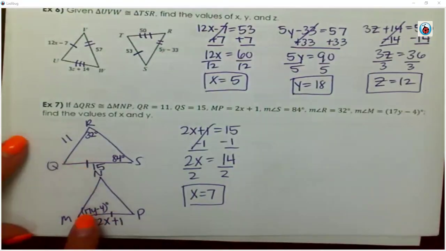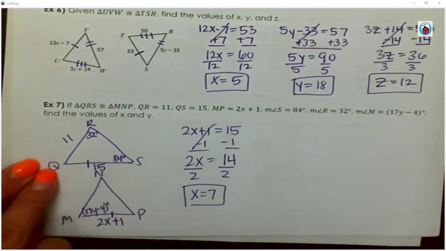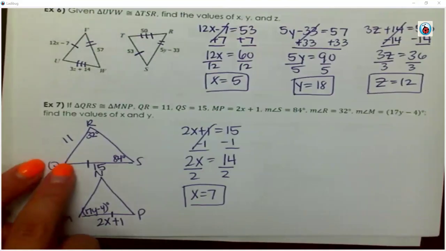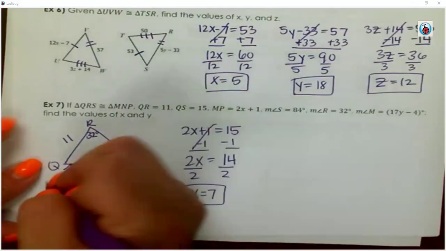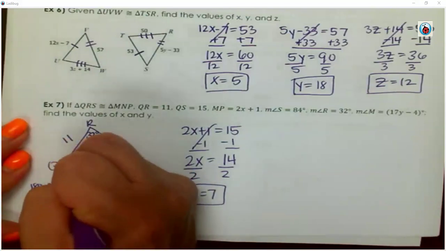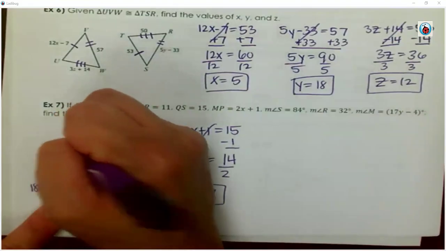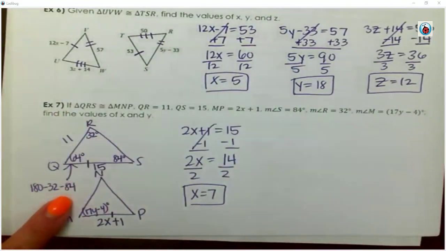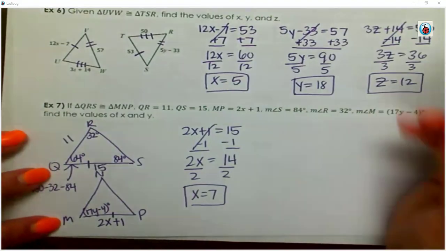Now I need to find y, which is technically the measure of angle M. I know measure of angle M is congruent to the measure of angle Q. However, I don't know Q at the moment, but I do know these two, and I can find Q by subtracting 180 minus 32 minus 84. If I subtract these, this ends up giving me 64 degrees. And so because angle Q is 64 degrees, angle M has to equal 64 degrees.